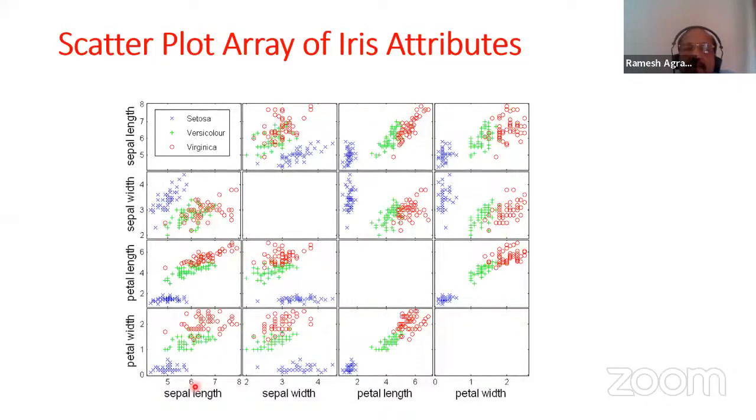Since there are four variables, this is showing the relationship between petal width and sepal length, petal length and sepal length, sepal width and sepal length. While this is showing petal width versus sepal width, petal length versus sepal width, and this is your sepal length versus sepal width. And similarly the others.